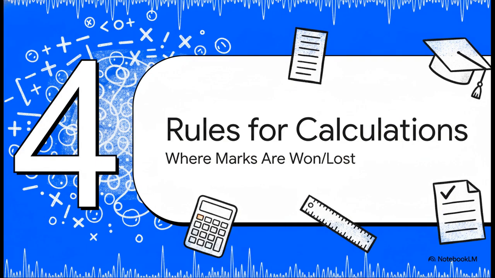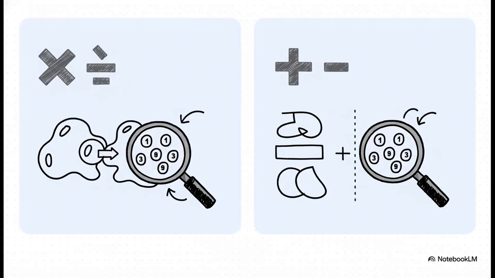Okay, deep breaths. This next section is where all your hard work really pays off. Section 4, rules for calculations. This is literally where marks are won or lost on your exam. Listen up, because this is a massive NEET exam tip. There are 2 totally different rules, and you cannot mix them up.